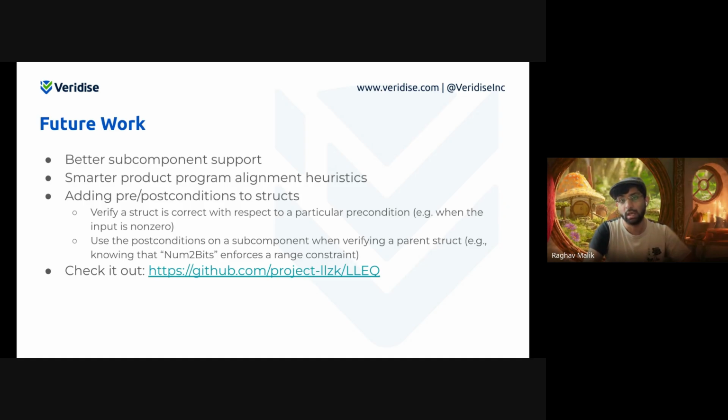Maybe more interestingly, you want to be able to express post conditions on a struct so that when you use that as a subcomponent somewhere else, you can use that post condition as an extra fact to help you prove the parent struct correct. This shows up a bunch with num to bits, where knowing that num to bits is enforcing a range constraint on its input can be useful in proving the equivalence of some other component that uses num to bits. So yeah, adding integration with that.